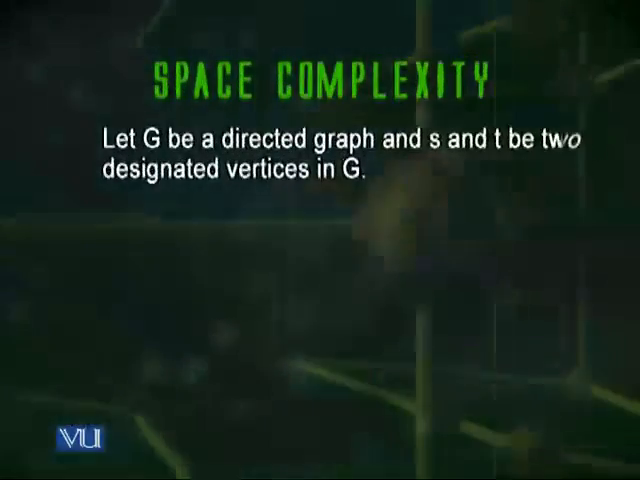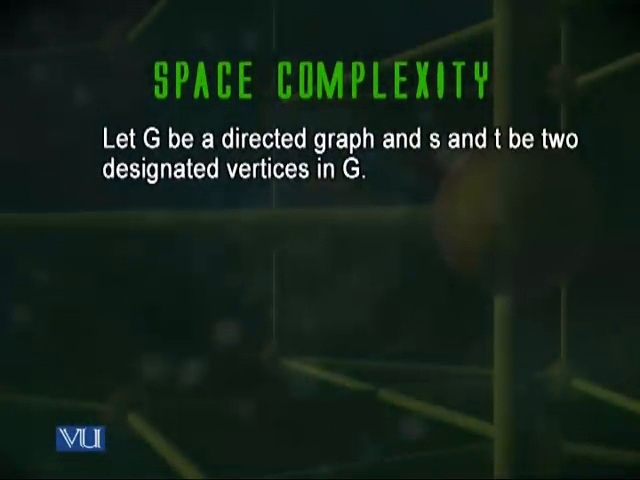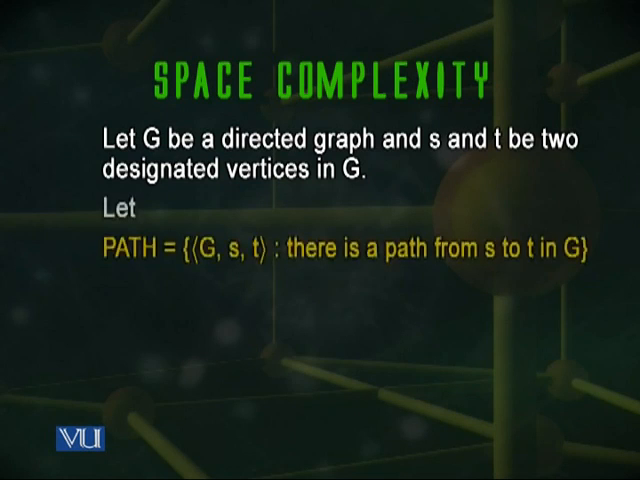Now let's define this problem PATH. It's going to be a very natural problem. I will define this problem and then we'll see why this problem is NL complete and why therefore its complement is co-NL complete. So let's say that we have a graph G and it's a directed graph and we have two distinguished vertices in it. One is S and one is T. S stands for source and T stands for target. What we do is we define the PATH language to be the set of all triples G, S, T such that there is a path from S to T in the graph G.